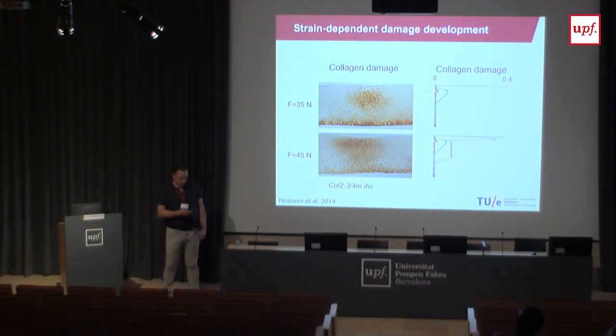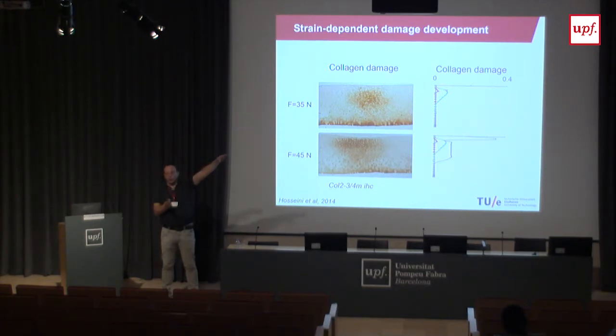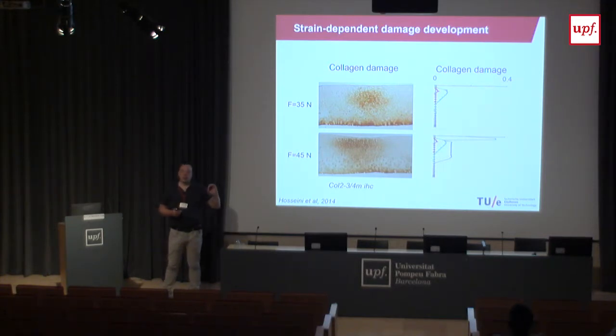And if you look at the higher loaded tissue, that's the bottom right graph, you see that there's also a lot of damage at the surface. Really the same as the experiment shows. So the model gives us the same peculiar pattern for collagen damage as the experiment, which is fun.